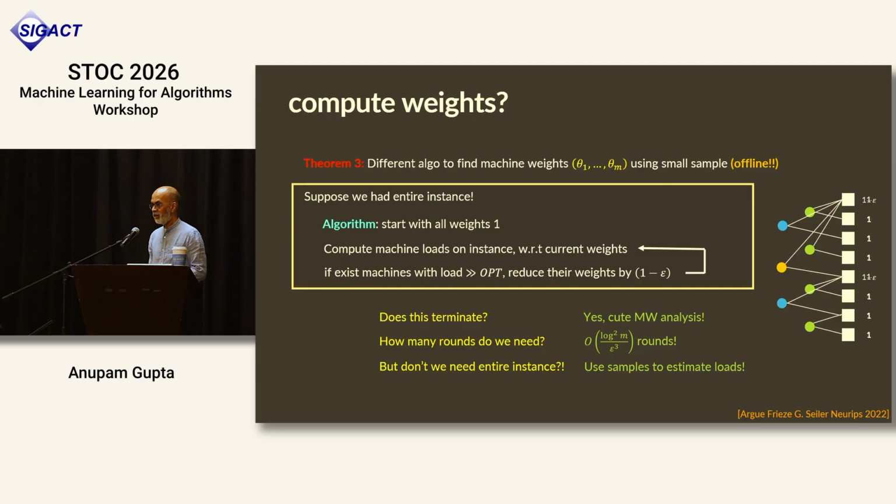Okay? Why did I care about the number of rounds? Well, I have a sample. I estimated the loads according to those samples. I updated the weights. Now these things are correlated. I need fresh samples. So here's what I'm going to do. I'm going to take my sample and break it up into some number of chunks. I'm going to use the first chunk for the first round, second chunk for the second round, and so on.